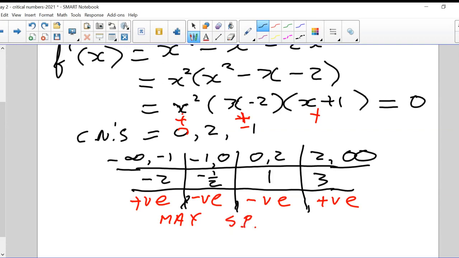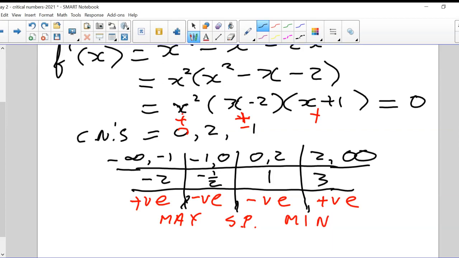I just use abbreviations there. And then at the 2, it starts out being negative, then becomes positive. What is that suggesting to you? What's going on at 2? A minimum. Okay.